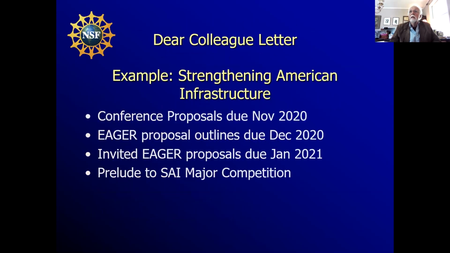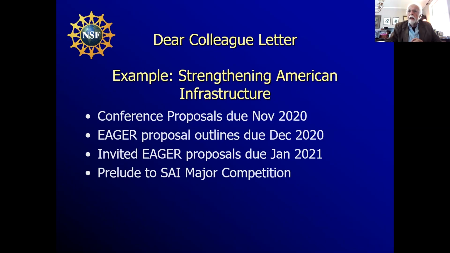Okay. Dear Colleague letters. We often announce special competitions through a Dear Colleague letter. Dear Colleague letters are published on the NSF website. An example you can find is called Strengthening American Infrastructure. It had information on conference proposals that were due in November. It also used the EAGR mechanism to fund proof of concept work. We're dealing with the social science of strengthening infrastructure. These were due last December.